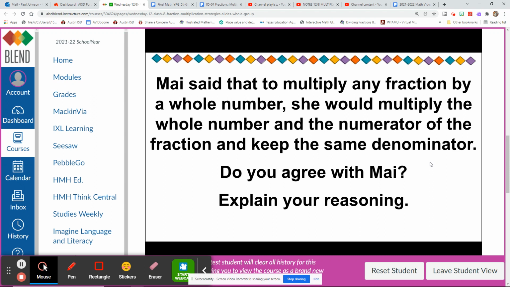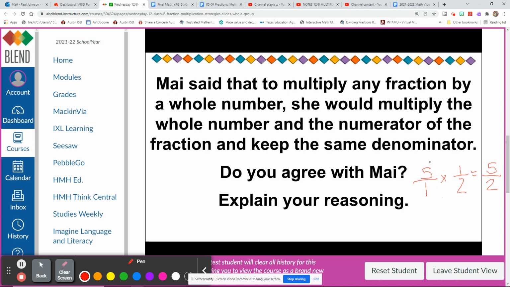All right. So yeah, that's exactly what happens, right? May said to multiply any fraction by a whole number, she would multiply the whole number and the numerator. So let's say 5 times 1/2, right? She said that she would multiply the whole number and the numerator. So 5 times 1 equals 5. And then she would keep the same denominator. And if you think about it, if we're turning a whole number into a fraction, we only use the 1 to turn it into a fraction. So is it kind of like keeping the same denominator? It really is. So May's correct.